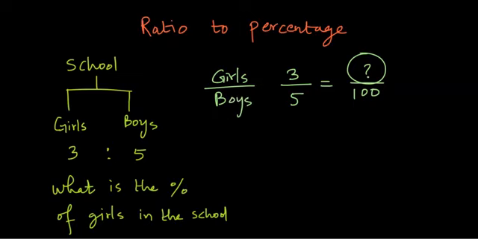In the denominator, we don't need the number of boys, but we need the total number of students. When we are talking about the percentage of girls in school, we are talking about the percentage of girls among all the students. All the students comprise boys as well as girls again. So this ratio is wrong.